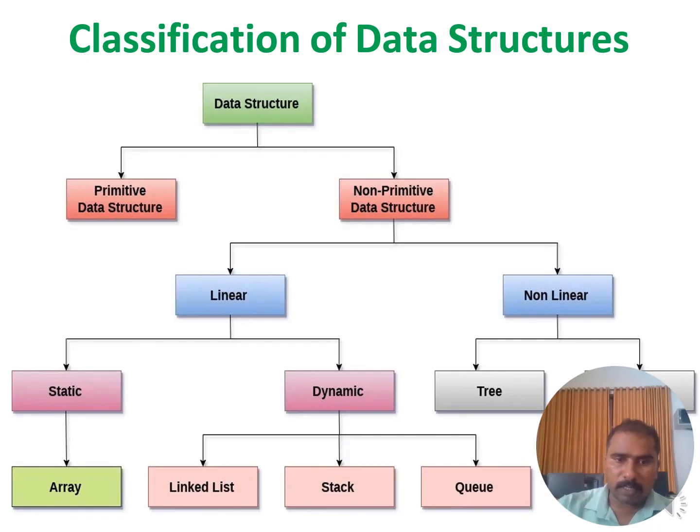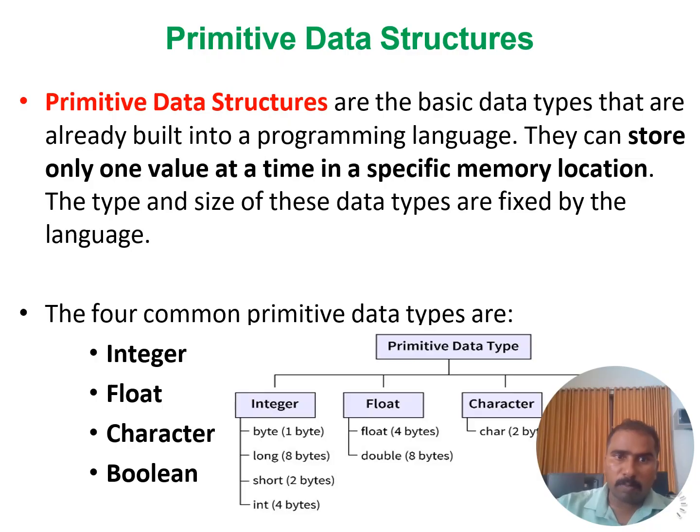I think you now understand the classifications of data structure. Next topic, what is meant by primitive data structure. Once again we repeat these topics. Primitive data structures are the basic data types that are already built into a programming language. They can store only one value at a time. Examples are integer, float, character, boolean. These are all primitive data structures.